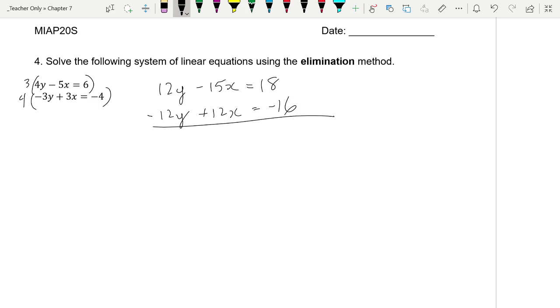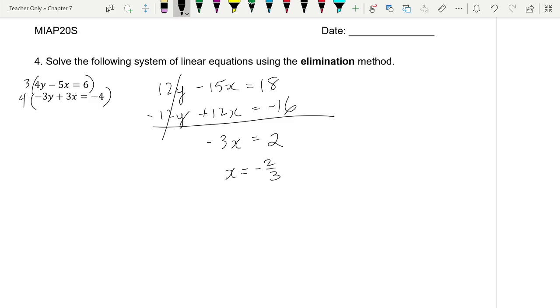Those 12 y's, positive and negative, they eliminate one another. Negative 15 plus 12 is negative 3. And 18 minus 16 is positive 2. So this one ends up being kind of a nasty fraction. Ooh. Is this what you guys got? Blech. Okay. Oh well. We ain't afraid of no fractions.